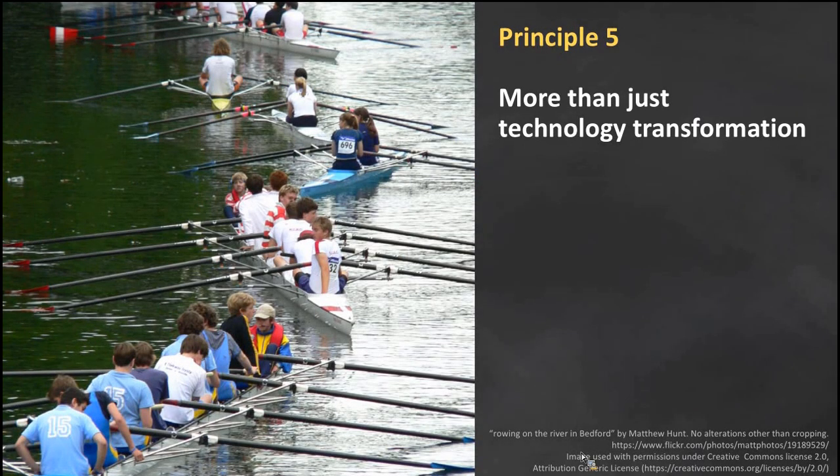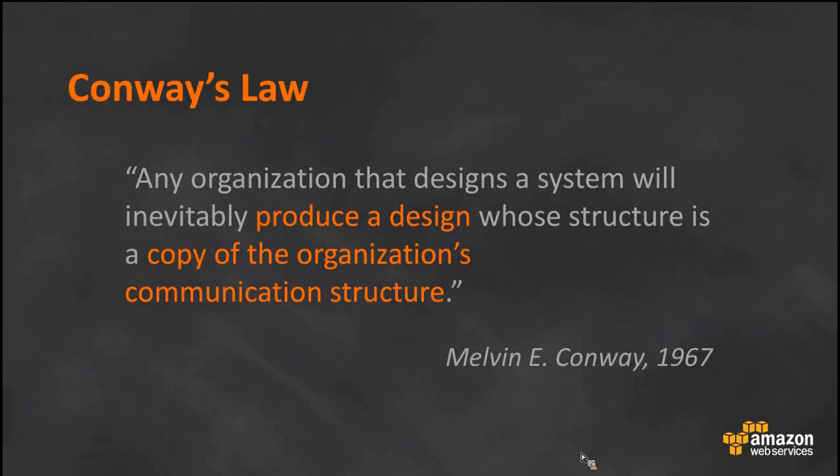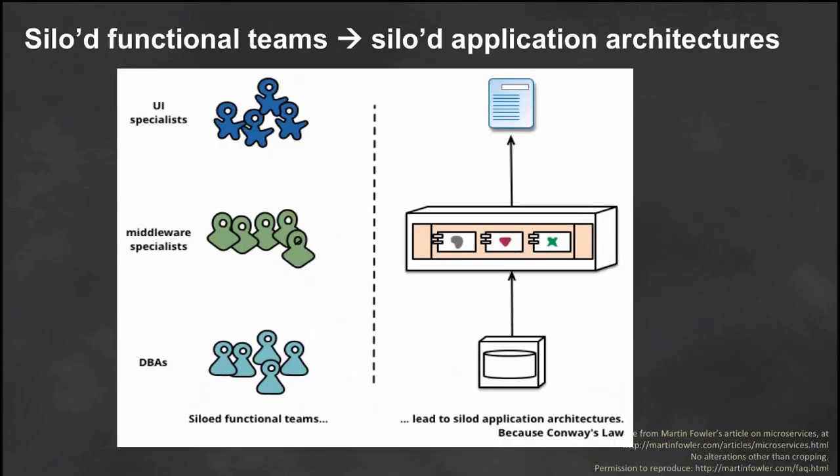So principle number 5 is that it's more than just a technology transformation. Here's a quote that I pulled from Melvin Conway. Apparently he highlighted this in 1967, and it's about communication between teams. So it's not only about changing the software architecture, but also changing the way software teams are organized.